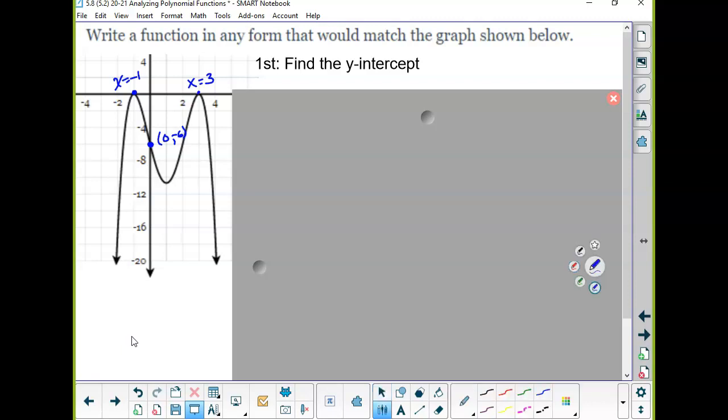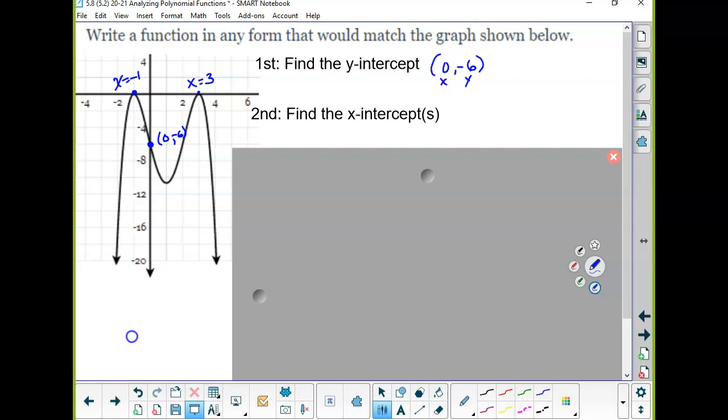So once you have a quick sketch, the first thing you need to do is just identify where's that y-intercept. And the y-intercept is whenever x is equal to 0, what's the y? That's pretty quick. So that point will come into play later on. The next thing we need to do is identify our x-intercepts, which we saw were x equals negative 1 and x equals 3. So those are just points in the graph.